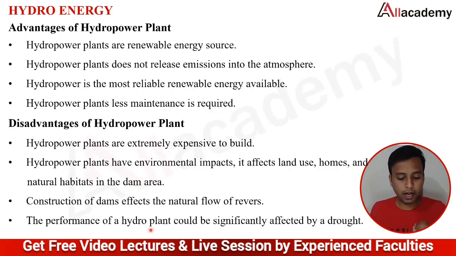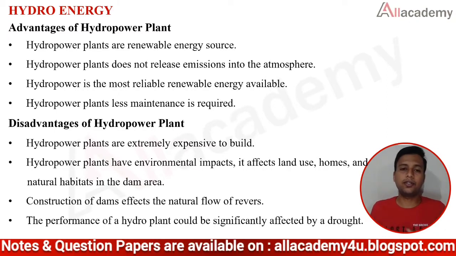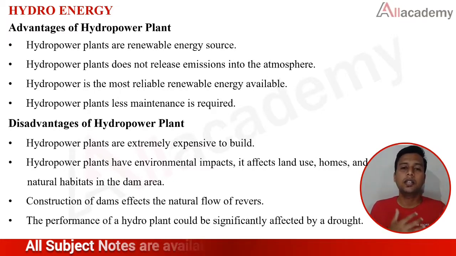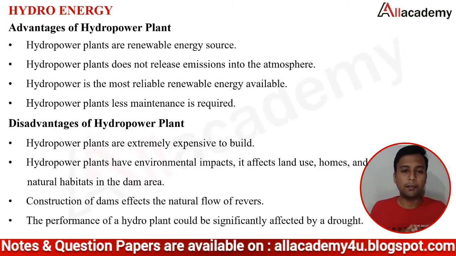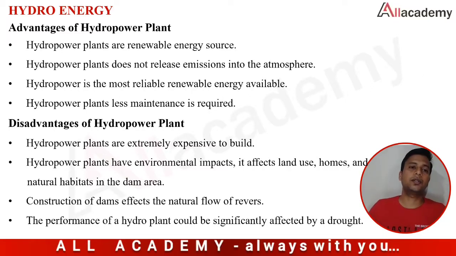Now, the performance of hydro plants could be significantly affected by drought. During rainy seasons we have enough quantity of water, so we can let it flow and generate the electricity. During the summer season, due to less rain, the water storage capacity is low and we don't get a sufficient quantity of water, so during that time the efficiency of this plant would be very low. So these are a few advantages and disadvantages of a hydroelectric power plant.